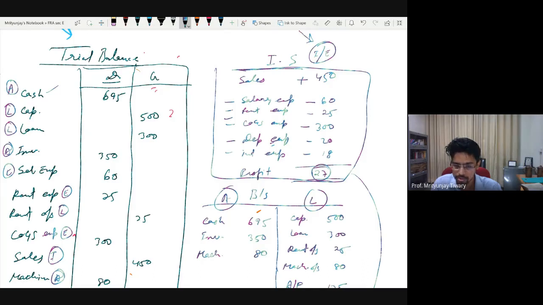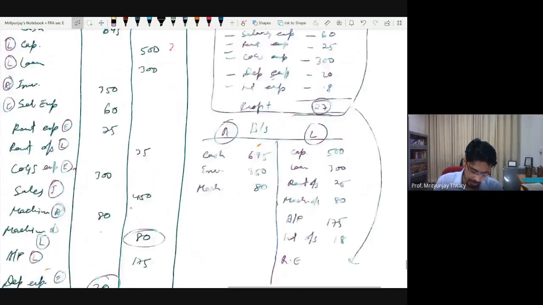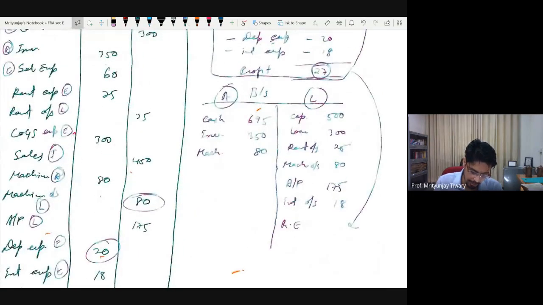And who should it belong to? This should belong to the owners. That is why we will transfer it in the name of retained earnings. Okay. So we'll write retained earnings 27 here, and that's all.